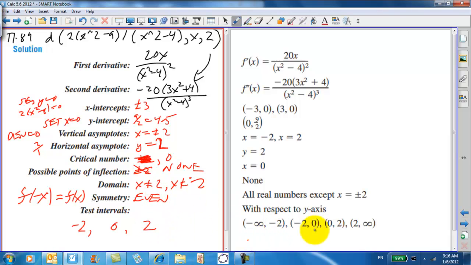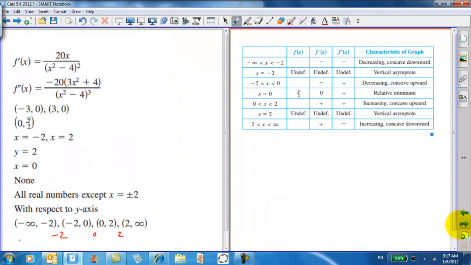And here's our intervals. Negative 2, 0, and 2. Seeing how negative 2, 0, and 2, see how the critical numbers and the gaps are the intervals you want to look at. And that's how you set up your chart. And you want to test points in each one of these sections to see what goes on. Now notice how this is filled out.